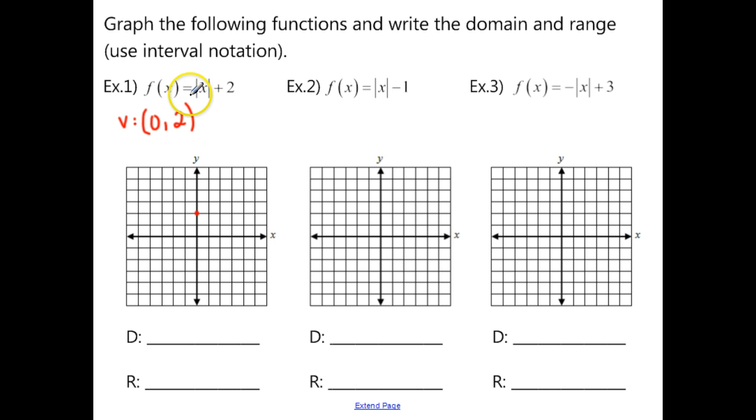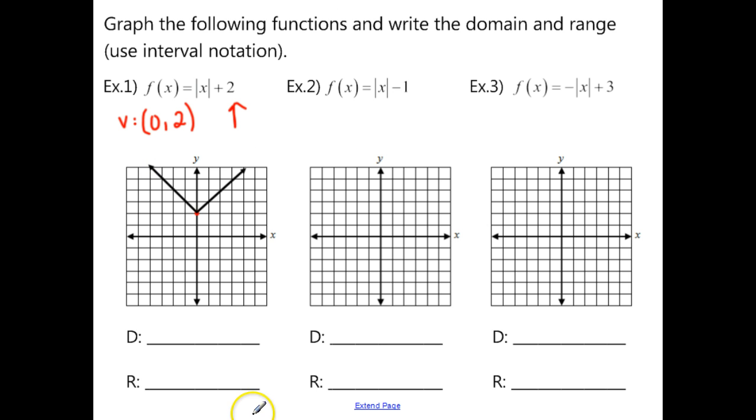Then we look at our A to see if it's positive or negative. It's positive, so we know it's going to open upwards. Now, our A is also 1, so we know that that's going to have a slope of positive 1 going to the right, and it'll have a slope of negative 1 going to the left. Okay, so this is our graph.